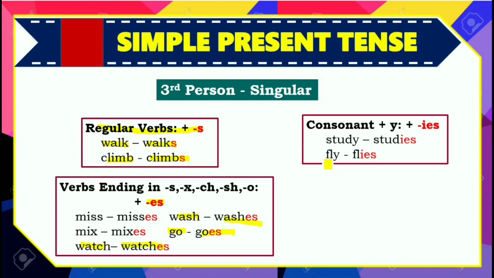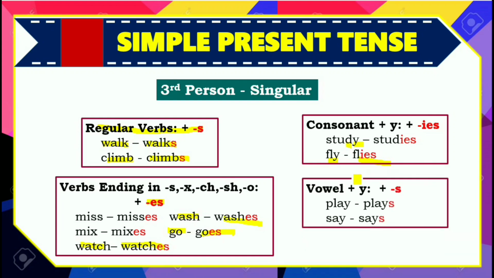Now, for verbs that end in consonant plus y, you need to change y to i and add es. Like for example, we have study. It ends in consonant plus y, so it becomes studies. Or we have fly. Consonant plus y becomes flies. For verbs that end in vowel plus y, we just have to add s. For example, play. A here is vowel plus y. We just simply have to add s to the verb, becomes plays. Say becomes says. So again, just be reminded of these rules and be careful of how you spell the verbs because, of course, spellings are also important.